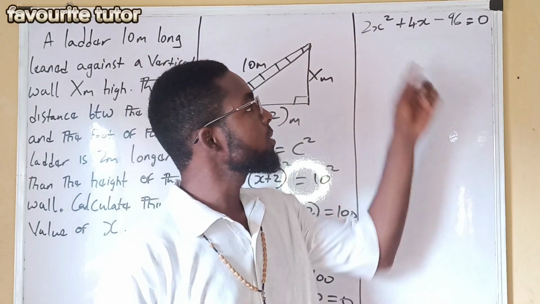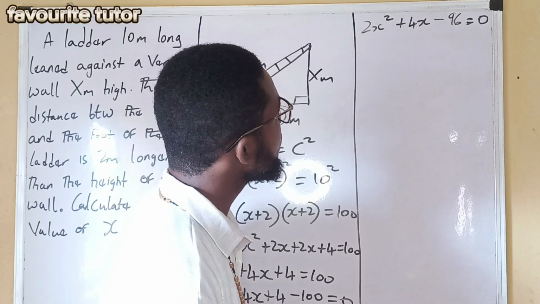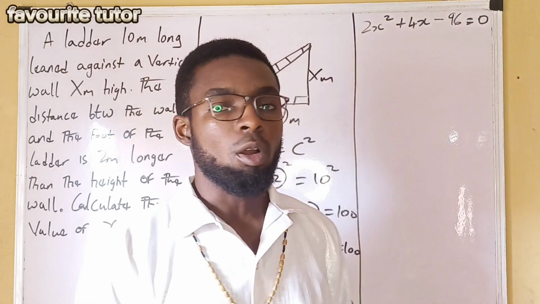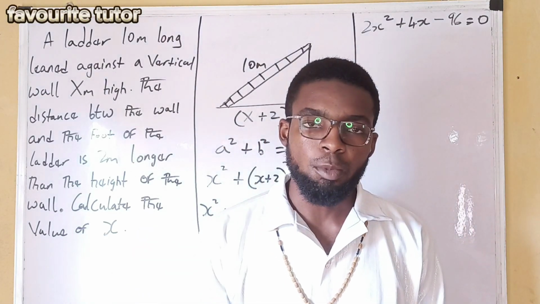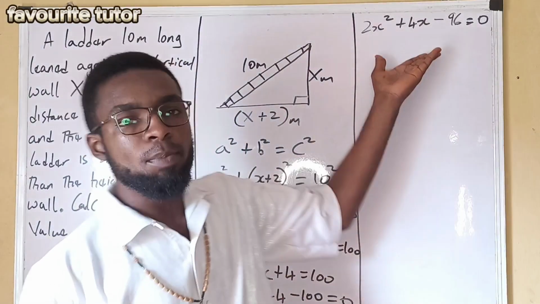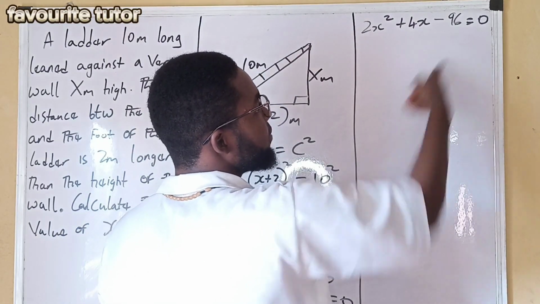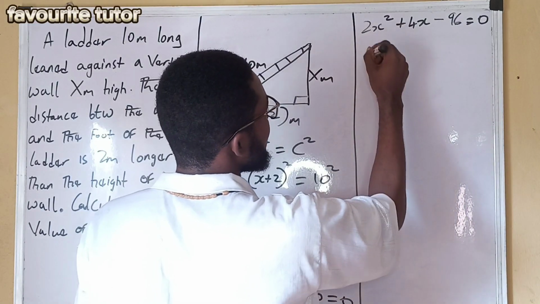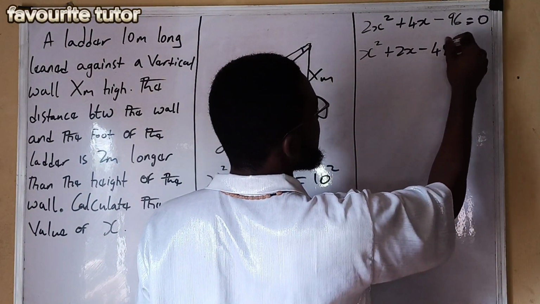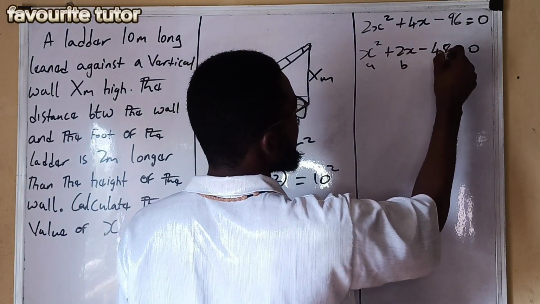Okay, ladies and gentlemen, you can see that we have a quadratic equation. For a quadratic equation, we use either the factorization method, the completing the square method, or the quadratic formula. Right here, we can also simplify by dividing both sides by 2 because these are even numbers. We have x raised to the power of 2 plus 2x minus 48 equals 0. So this is a, b, c.